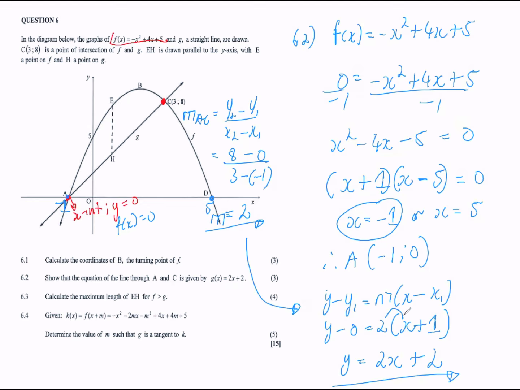So what I did is multiply inside by the 2. So 2 multiplied by x is 2x, 2 multiplied by 1 is 2. Okay, so just like that, you have earned yourself 3 marks, right? It was just 1 mark to find the coordinates of A, and then the other 2 marks were distributed into the gradient, and then also having to find that equation, substituting the point A or C to find the equation.